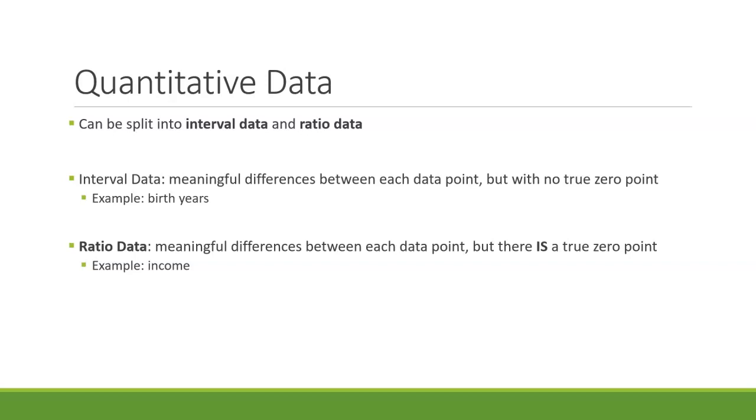So maybe what is an example of a 0 point? Well, that's where ratio data comes in. So once again, there's meaningful differences between each data point, but there is a true 0 point when we're dealing with ratio data. So this example is income. So now, if you make $50,000 a year, that is twice as much as someone who makes $25,000 a year. Right? We have that true 0 point, so that way we now can use these numbers to work off each other.